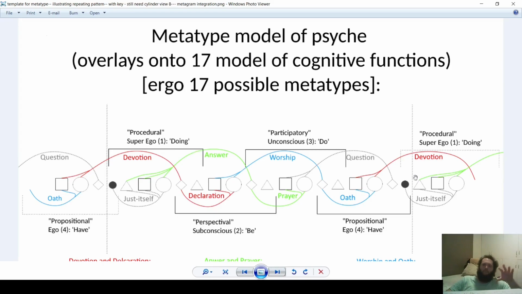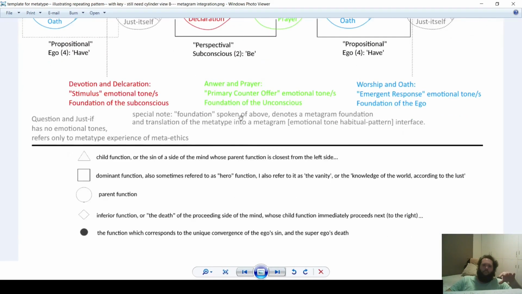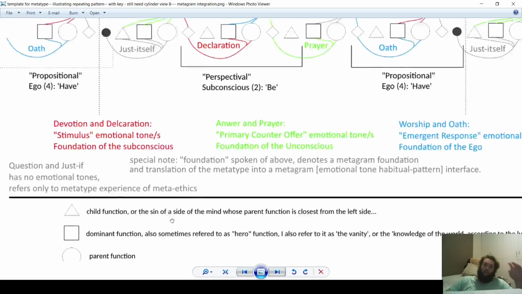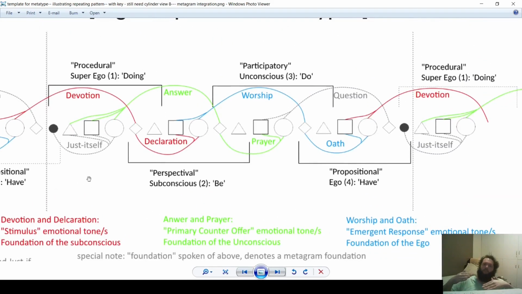So the triangles are the child functions, the squares are the dominant functions, the big circles are the parent functions, and the diamonds are the inferior functions. And then I've got something which I call the death, which is also the diamond. But the death, for one side of the mind to have an inferior function, that inferior function is the death of the next side of the mind, because in my model the sides of the mind overlap one another.